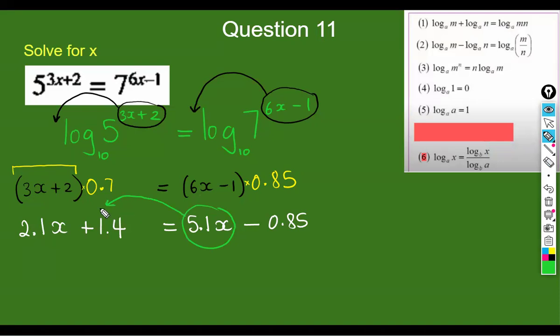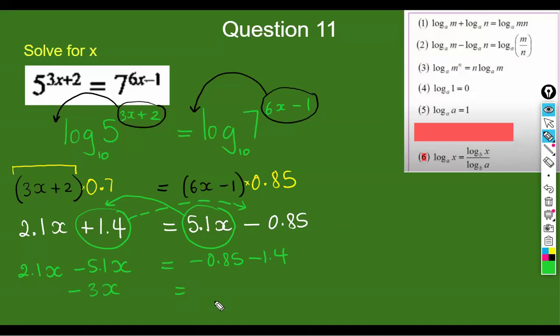5.1x, throw him on that side. Positive 1.4, throw him on the other side. So I have a little switch there. 2.1x minus 5.1x is equal to minus... that's not right. Minus 0.85, that's this guy. Throw across positive, you get a negative. 2.1 minus 5.1, I'm getting minus 3x here. And on the other side, 0.85 minus 1.4.